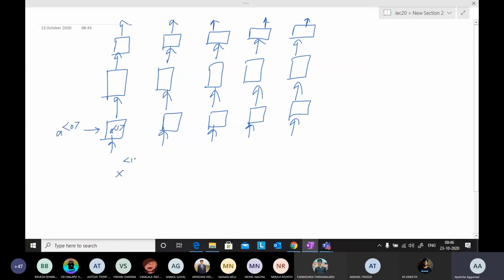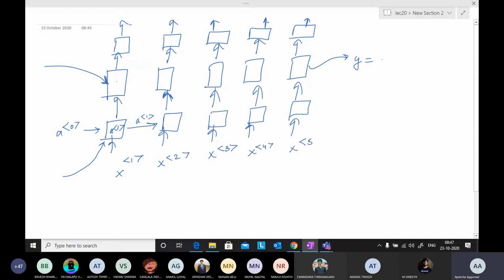This is x1. This is x2. It is taking input activation a1 from here, and it is giving some output y. And y is calculated over here. This y is calculated using weights from here.